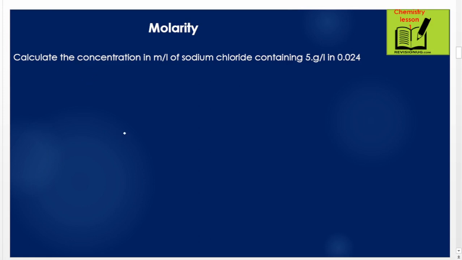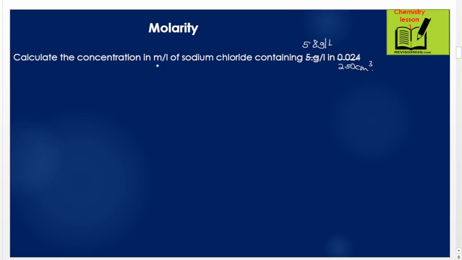This one says: calculate the concentration in moles per liter of sodium chloride solution containing 5.8 grams per liter in 250 cubic centimeters. Sorry, there was an error in the question. So now we need to get the concentration in moles per liter.